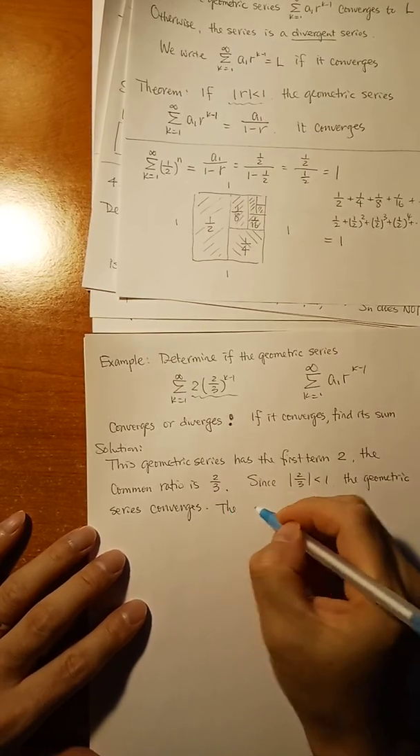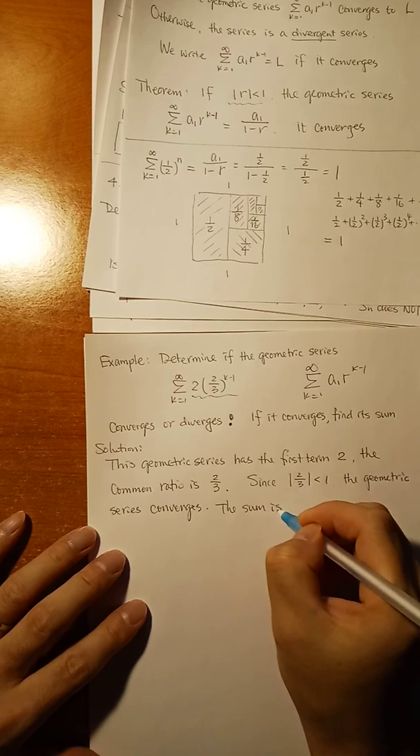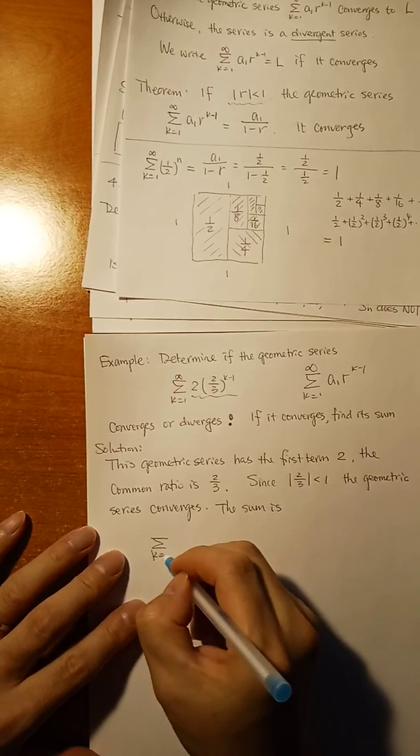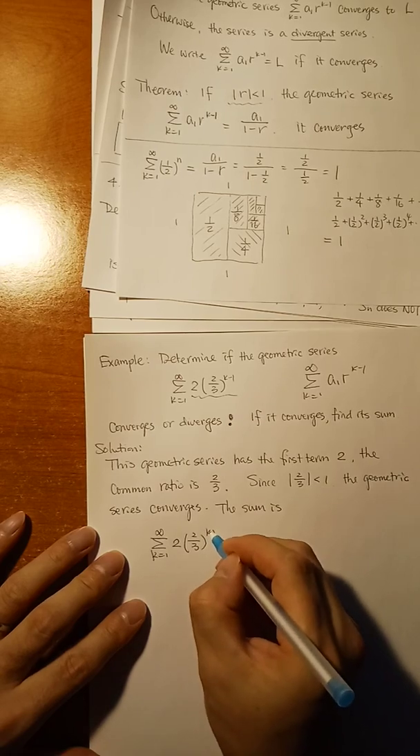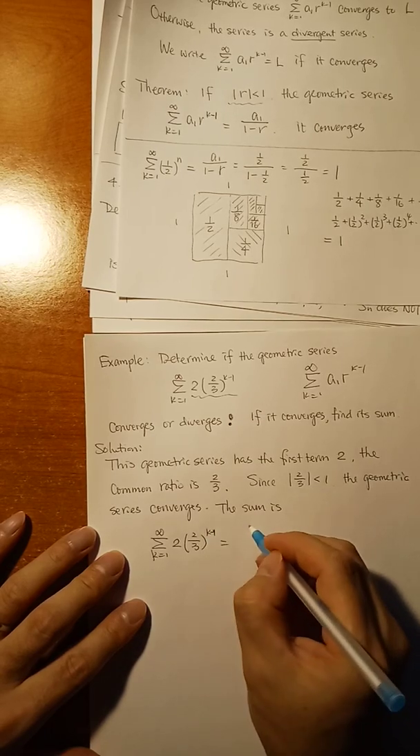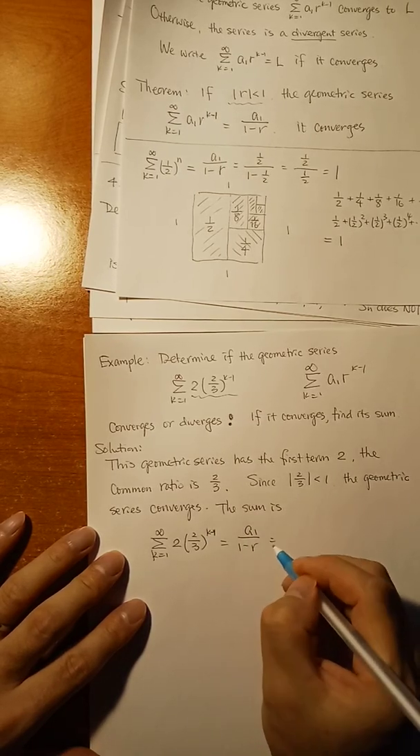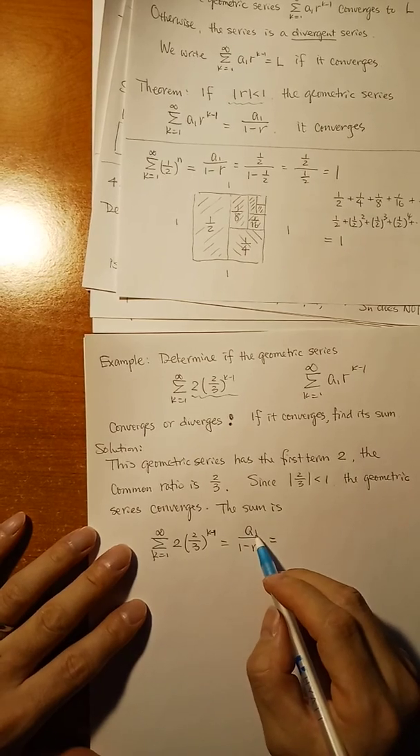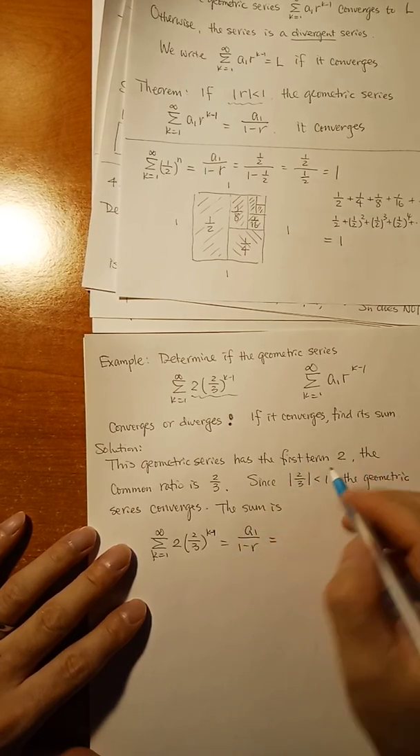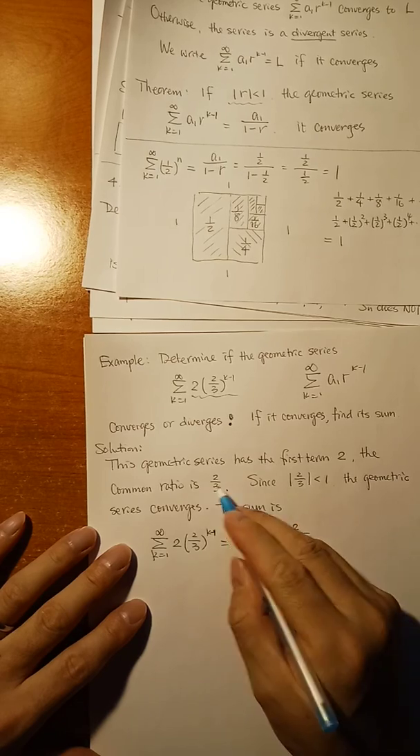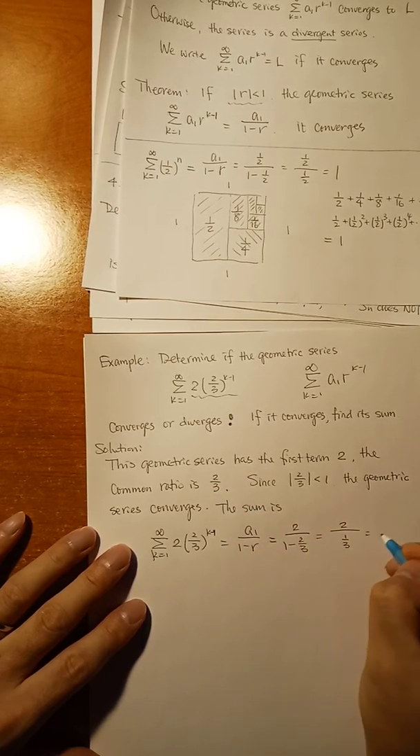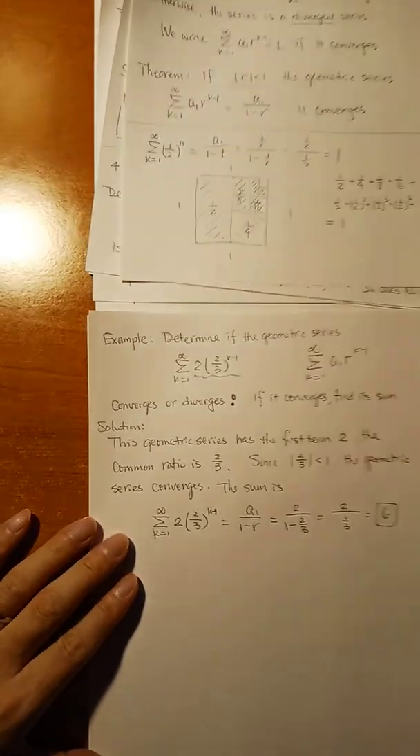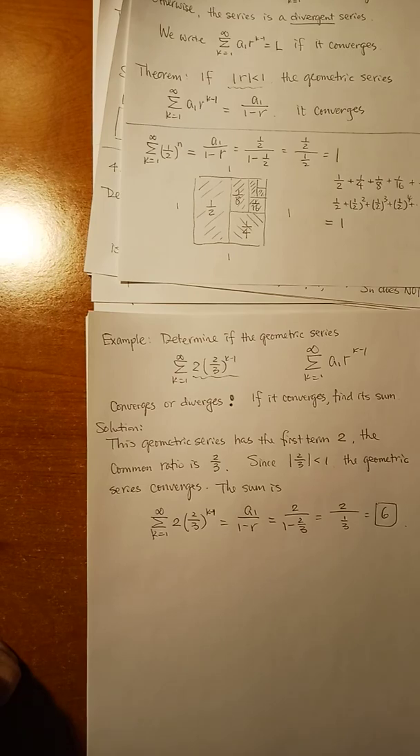The sum is equal to a1 over 1 minus r, always. So what is a1? a1 is 2. 1 minus r, what is r? 2 over 3. The sum is equal to 6. That's it.